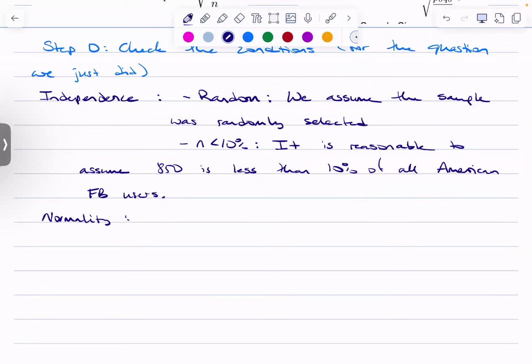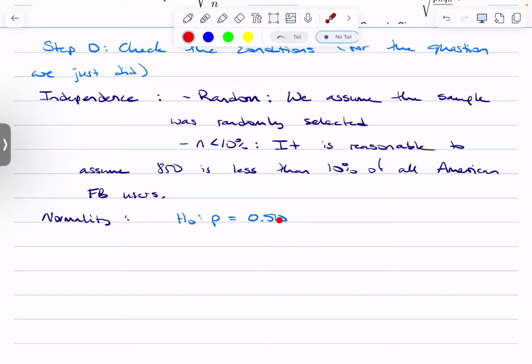For the normality condition, we had H naught that p was equal to 0.5. I need that 0.5 because I need to make sure that my sample size is big enough to pick up on my hypothesized value. 0.5 is going to require the smallest possible sample size. I need at least 10 successes, and so I need a sample size of at least 20. 20 times 0.5 is 10, great.